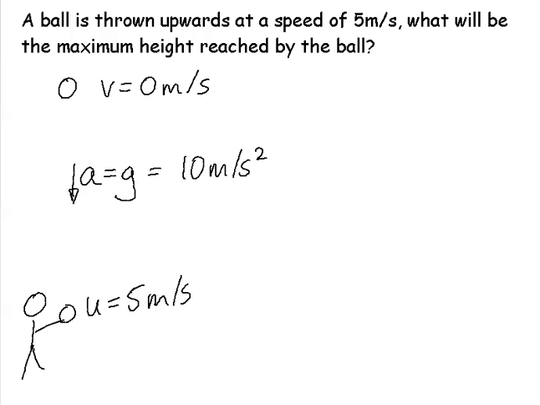However, gravity acts downwards, so the acceleration is downwards. It's going to decrease the velocity. U we took to be positive when it was upwards. Therefore, we have to take the acceleration to be negative because it acts in the opposite direction.